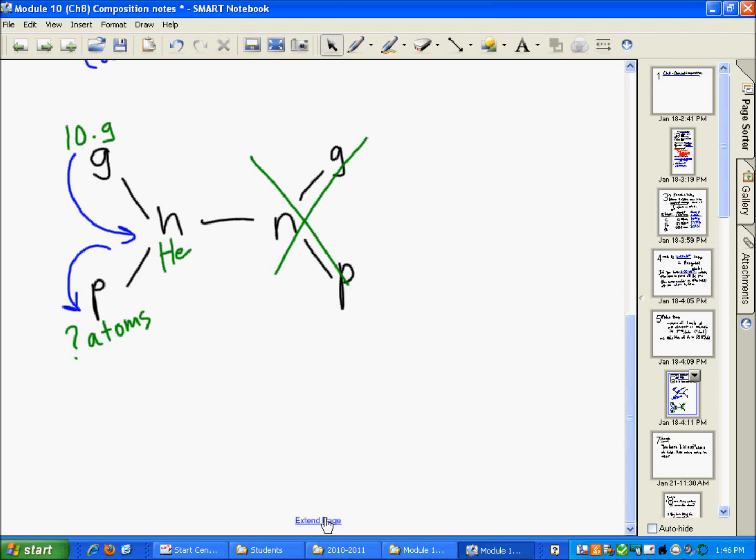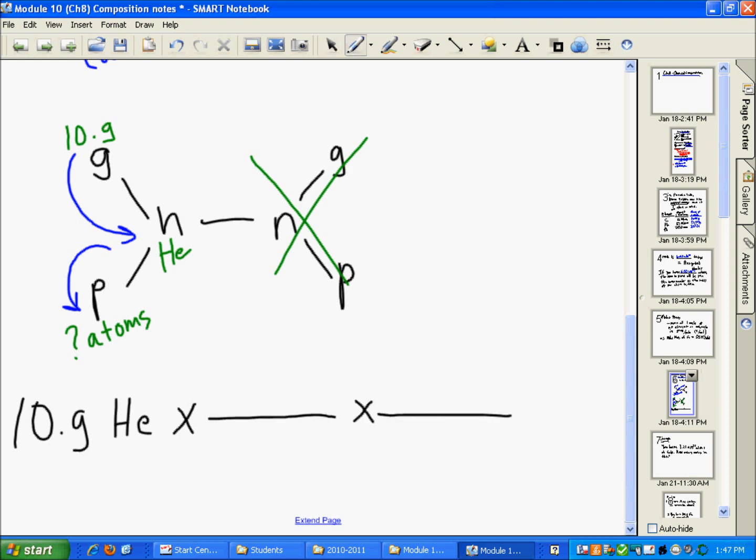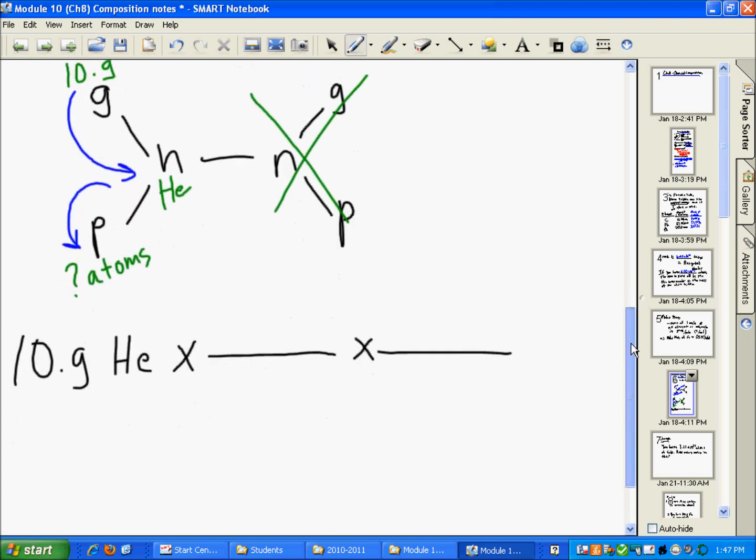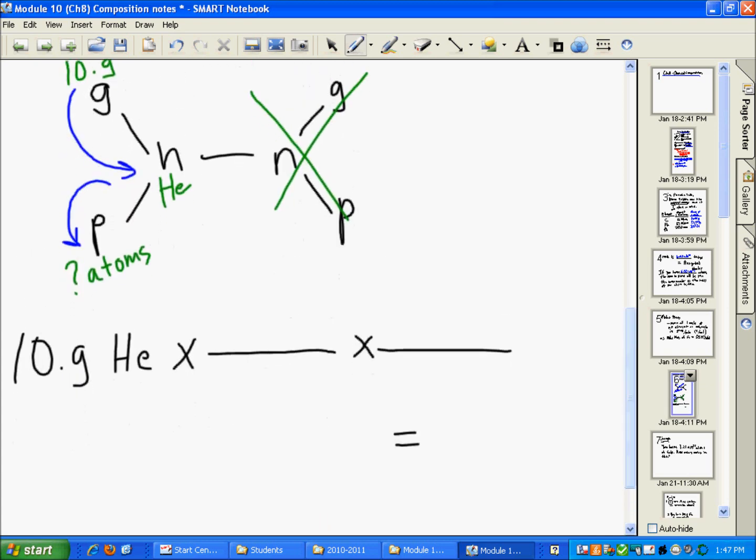Now at this point, having done Chapter 2 on measurements, you're familiar with unit conversions. We make use of serial unit conversions, converting one unit to another unit to another unit to get our answer. So we're starting with 10 decimal grams of helium. We know it's a two-step calculation, so we're going to need two conversion factors. And the target, we know, is going to have units of atoms of helium.